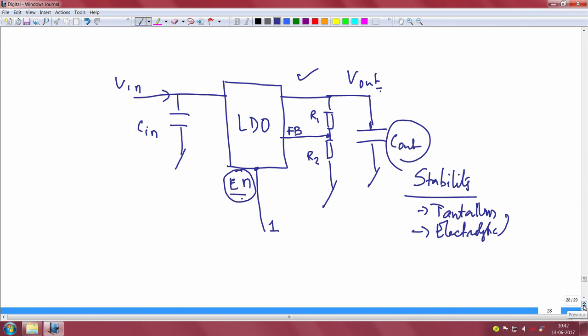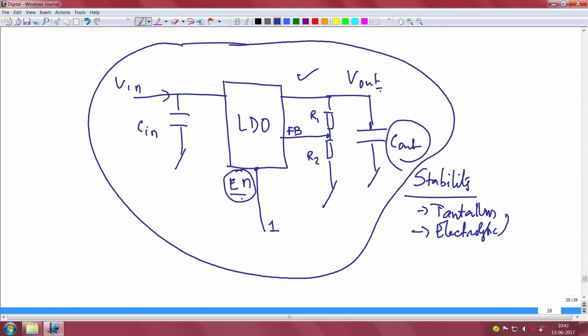But you can see that whatever the series pass element, the circuit remains the same. For the external viewer, for the designer, it continues to be the same, and the issues that we discuss are also the same. So, really you should not worry about whether it is NMOS or PMOS, but you should keep this in mind.